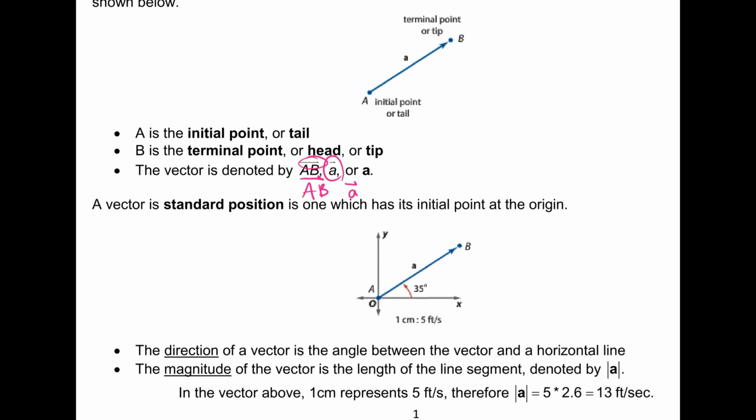A vector in standard position is one that has its initial point at the origin. So here's my initial point. And we measure from the x-axis up. It's kind of like we covered this before, in chapter 4 when we studied trig. Trig's beautiful.